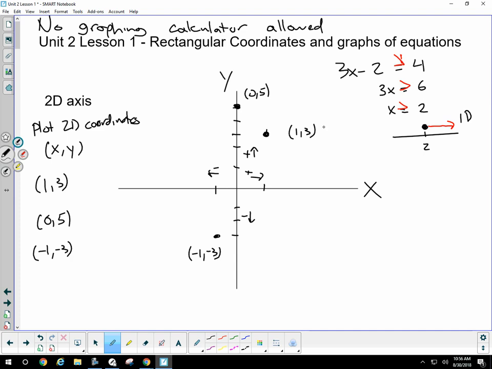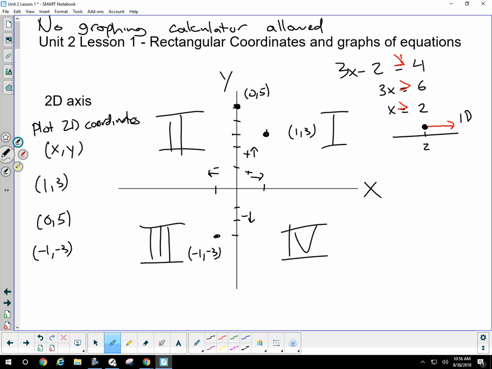On this two-dimensional axis, we have quadrants. We call this the first quadrant. We use a Roman numeral 1 for the first quadrant. This is our second quadrant. This would be our third quadrant, and this would be our fourth. Any point that's on the x-axis, we'd call being on the x-axis, not being in a quadrant. On the y-axis, on the y-axis.